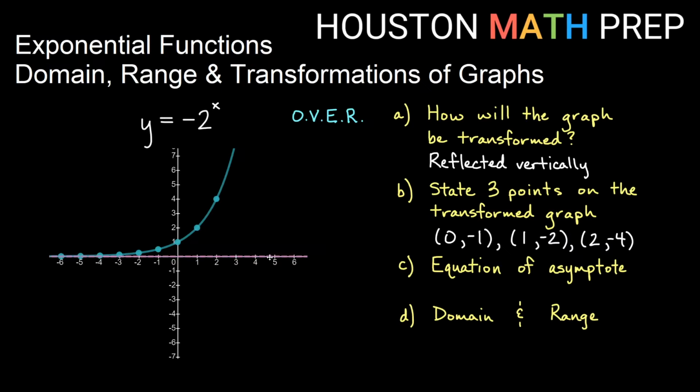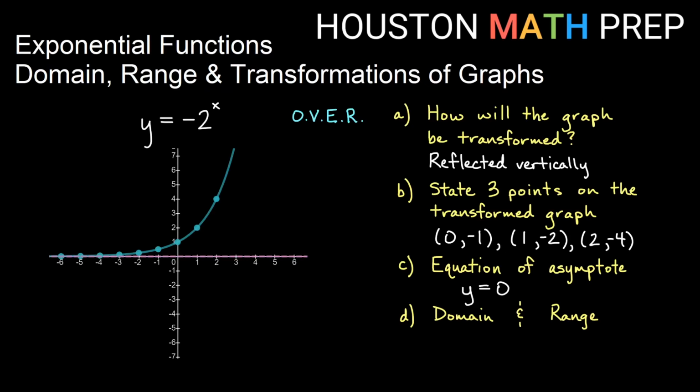If I reflect my asymptote across the x-axis, it's not going to change. Imagine this is a piece of paper and this is our line of symmetry, and we're folding along this line. Well, nothing on this line is going to change because it's on the line of symmetry, right, if we reflect it. So our equation of our asymptote is going to stay the same, y equals 0.